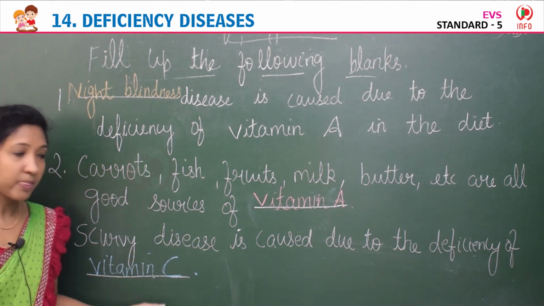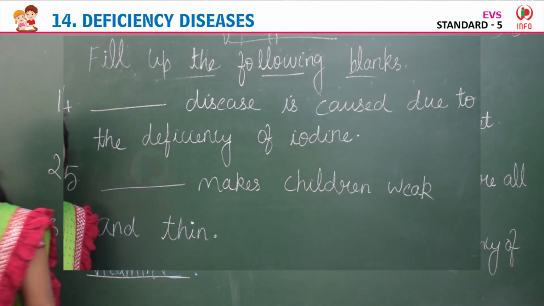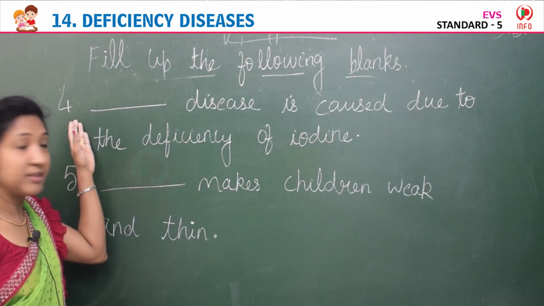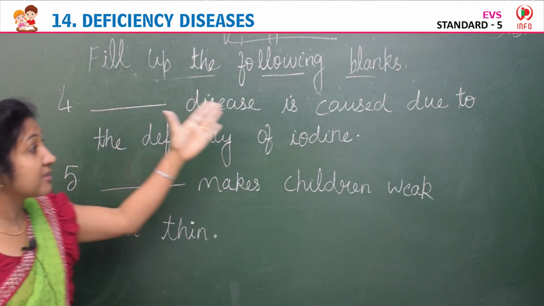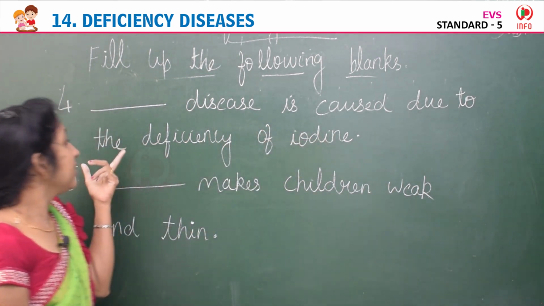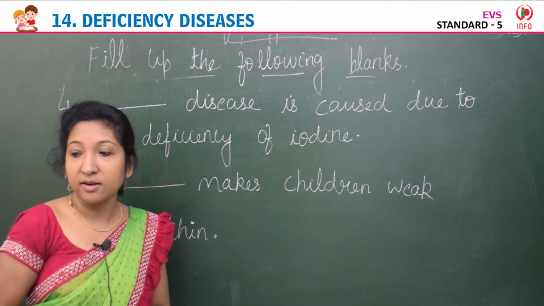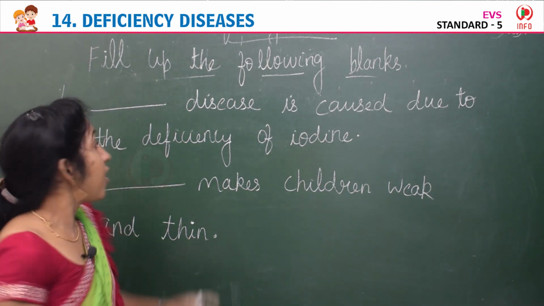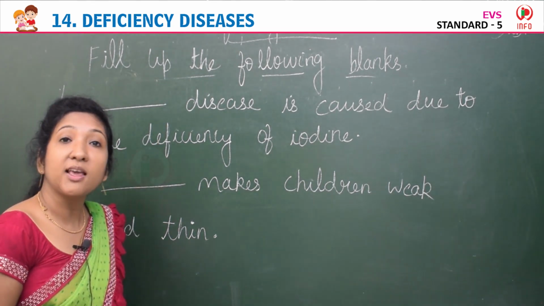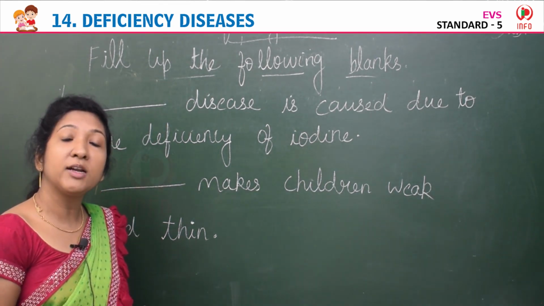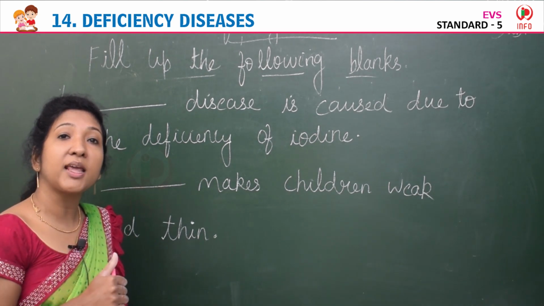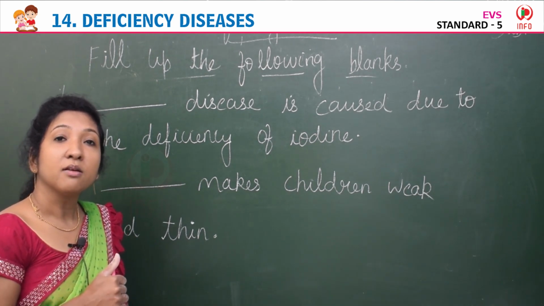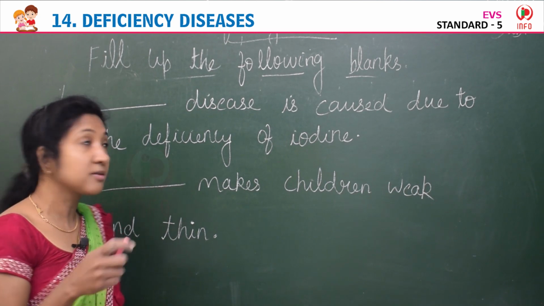Okay children? Our next question, fourth question, dash disease is caused due to the deficiency of iodine. Deficiency of iodine causes which disease? Name that disease children. Deficiency of iodine causes goiter.